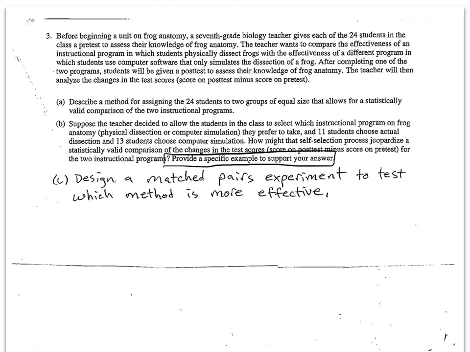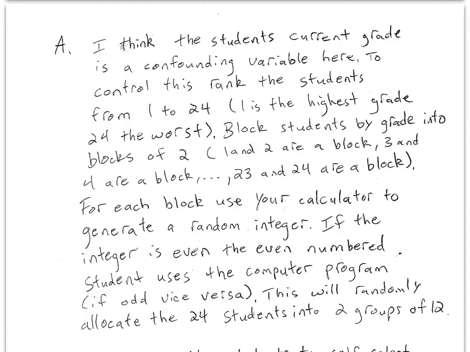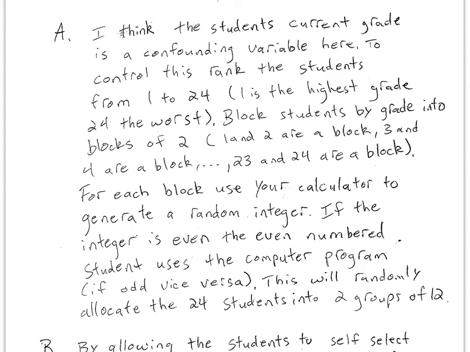Let's design a matched pairs experiment. So let's check out the answer. I've already talked about A, but I did this as if I was going to do a matched pairs experiment, not completely randomized design. So I said I think the confounding variable here that could mess us up is the student's current grade.